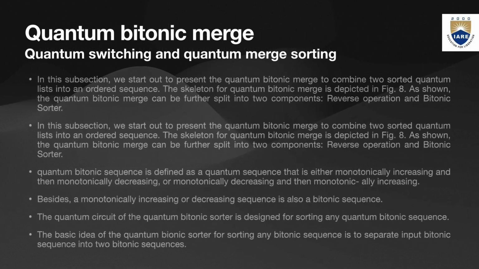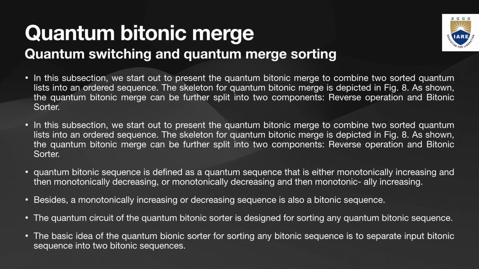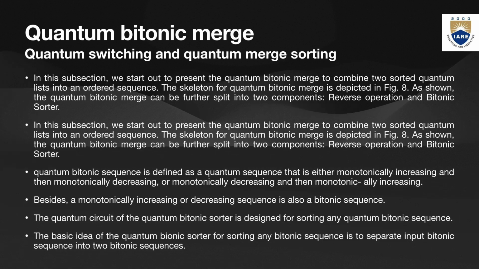So now let's talk about the quantum bitonic merge. In this subsection, we start out to present the quantum bitonic merge to combine two sorted quantum lists into an ordered sequence. The skeleton for quantum bitonic merge is depicted in figure 8 as shown. The quantum bitonic merge can be further split into two components, the reverse operation and the bitonic sorter.